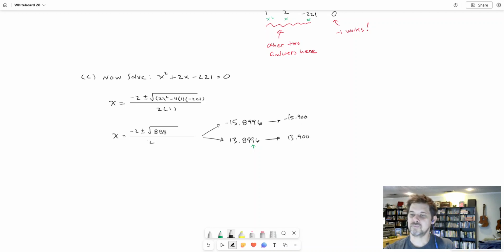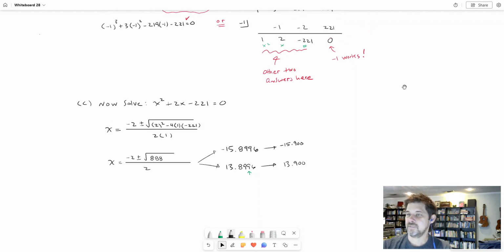Okay, so one of these I got from the plus. I got mixed up which one I was finding from which, but you know, this is plus or minus. I do -2 plus root 888 divided by 2, I get one answer. Then I do -2 minus root 888 divided by 2, I get the other. So there are the answers. All right, so that's the total procedure.